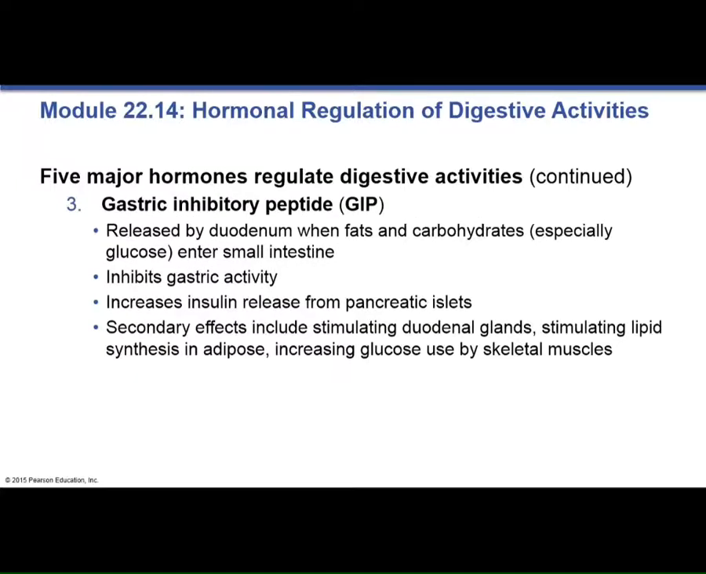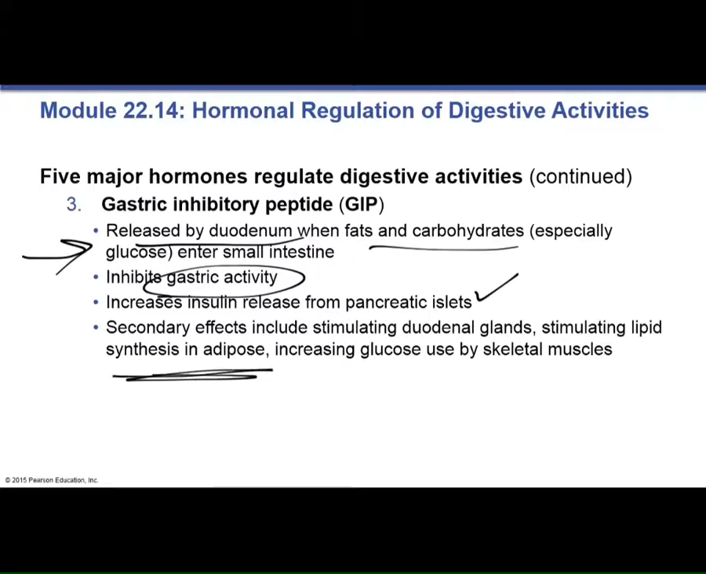The third hormone is GIP, gastric inhibitory peptide. This is also released by the duodenum when fats and carbs, especially glucose, enter the small intestine. It's going to inhibit gastric activity. It's going to increase insulin secretion, a release from the pancreatic islets. So it makes sense, more sugar, more insulin. And secondary to this, it is going to stimulate lipid synthesis in adipose and increase glucose uptake by skeletal muscles.